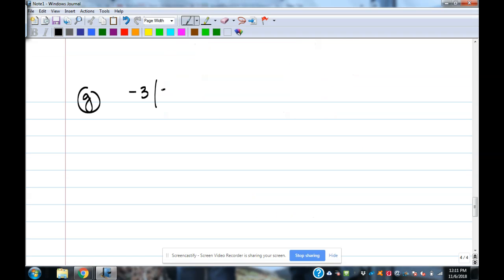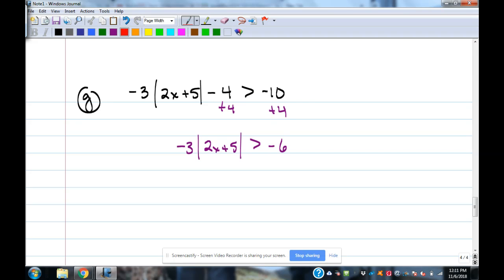-3 times the absolute value of 2x plus 5 is greater than, oh, excuse me, sorry, I forgot the -4, greater than -10. There we go. What would be the first step? Yeah, first step would be +4. Good job. So there's -3, absolute value of 2x plus 5, and that'd be -6. Dividing by -3, absolute value of 2x plus 5 is 2.